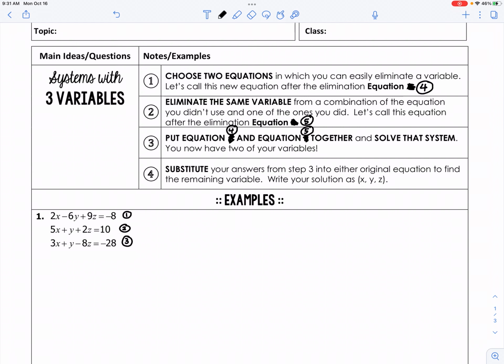Then you substitute your answers from step 3 into either original equation to find the remaining variable. We're going to be writing our solution as, instead of an ordered pair, an ordered triple. There's 3 values. There's an X, a Y, and a Z. And again, it goes in alphabetical order. So it's really important that you learn how to organize your work. If you start putting things all over the place, you're going to get very confused.